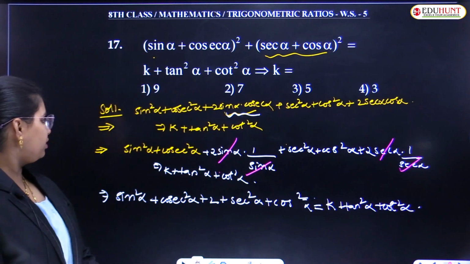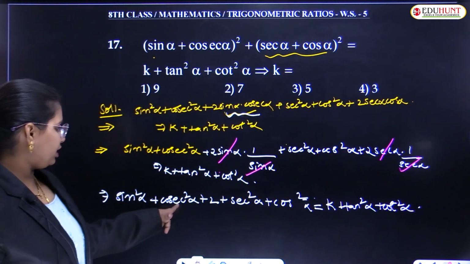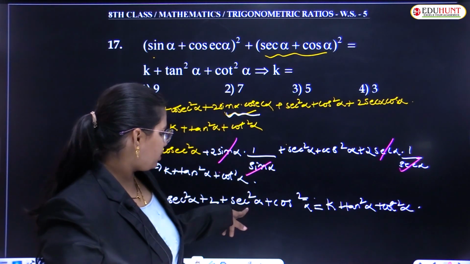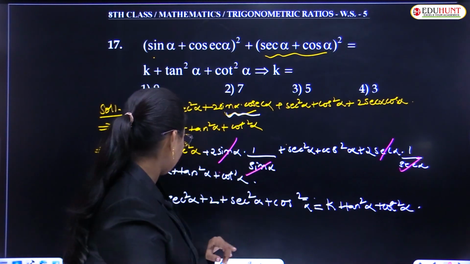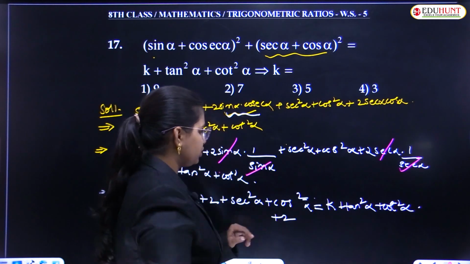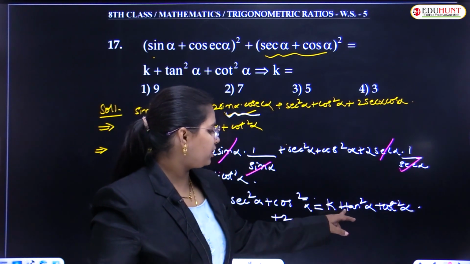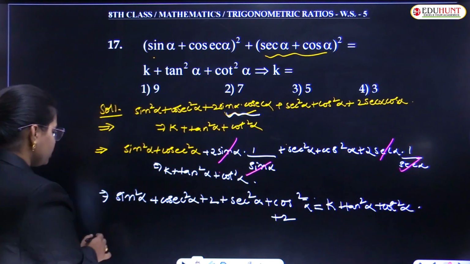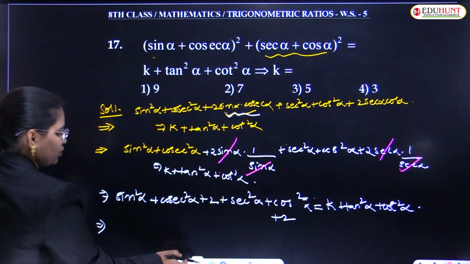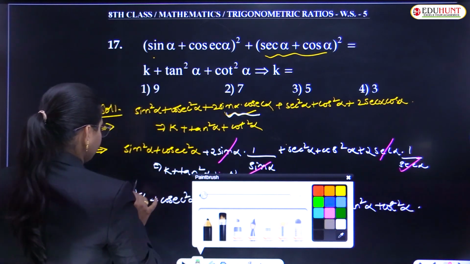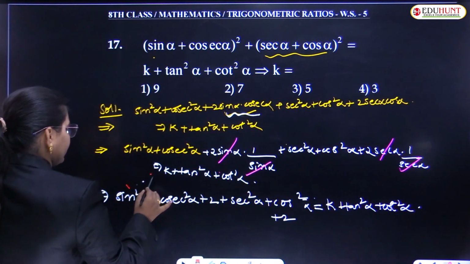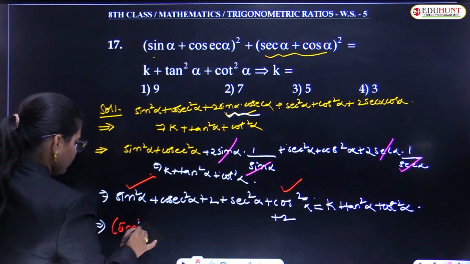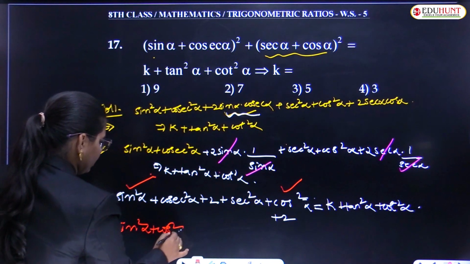Is it clear to everybody? Sin square alpha, cosecant square alpha... the 2s cancel, it will be left with 2 plus secant square alpha, cos square alpha. And I need to write one more 2 over here, plus 2, is equal to k plus tan square alpha plus cot square alpha. Is the question clear to you? Right. So we will rearrange now. What are the terms we are going to take? Just listen here. Sin square alpha and cos square alpha, I'll write together: sin square alpha plus cos square alpha.